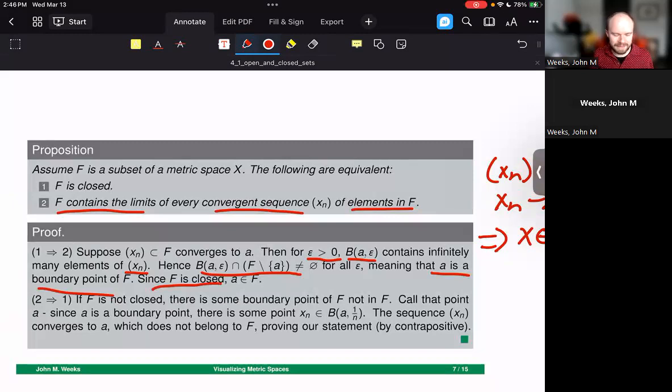So we're going to start by saying if F is not closed, then there is some boundary point of F not in F. What we need to do now is show that there exists a convergent sequence consisting entirely of elements of F, such that it does not approach a value in F. In which case, this sequence attempts to approach this boundary point of F that is not inside of F. We're going to call that point A, and since A is a boundary point, there is some point X sub n within the ball centered at A of radius 1 over n.